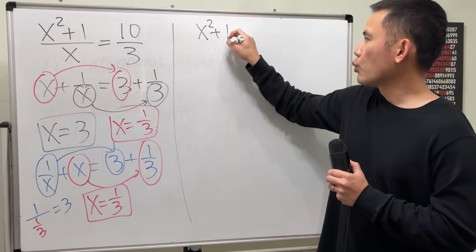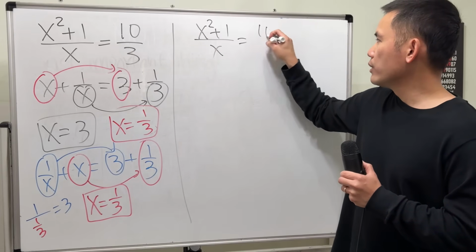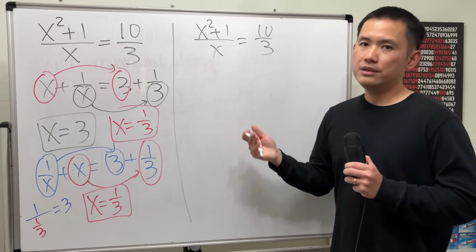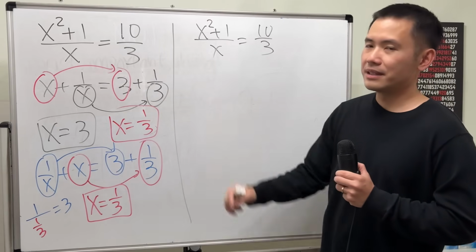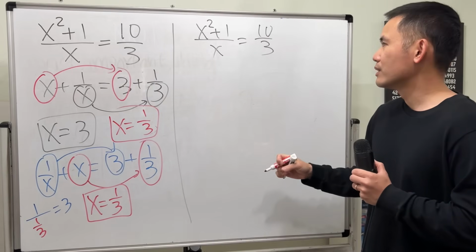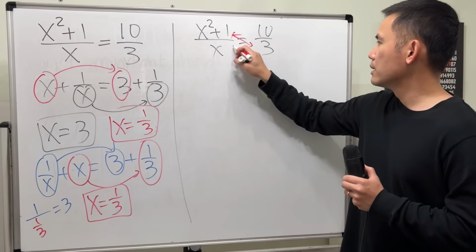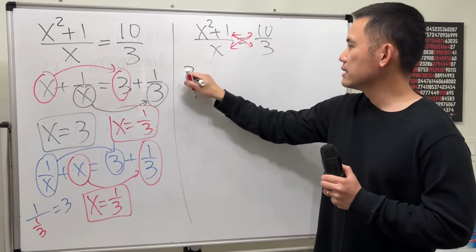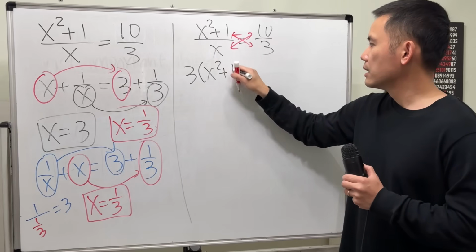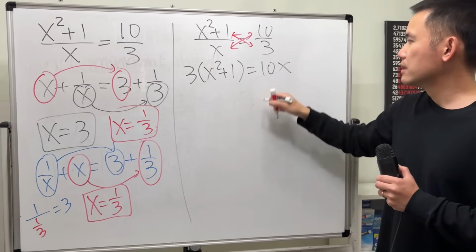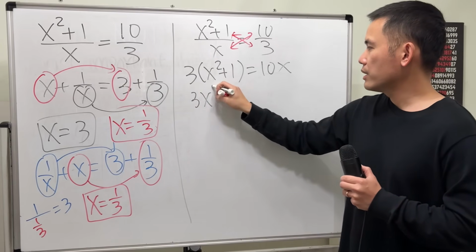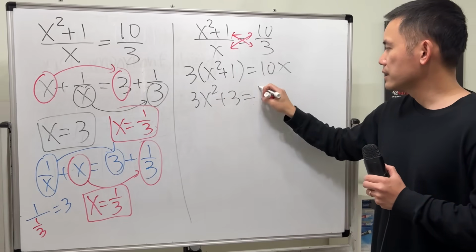x squared plus 1 over x is equal to 10 over 3. For this, do not write this as a mixed number. You want to keep it as a fraction. And you can just cross multiply. So 3 times that is equal to 10x. And then that's 3x squared plus 3 equals 10x.